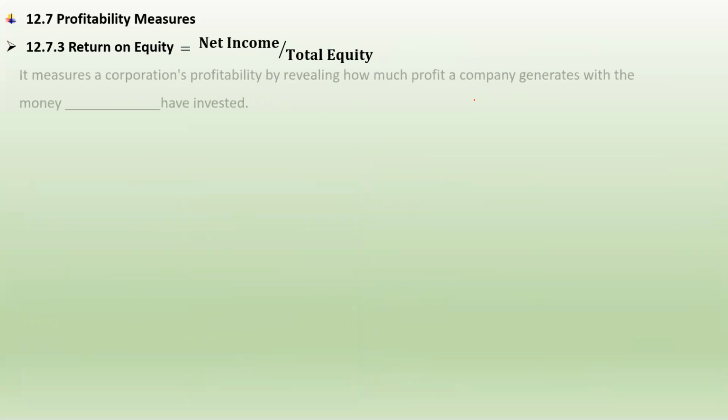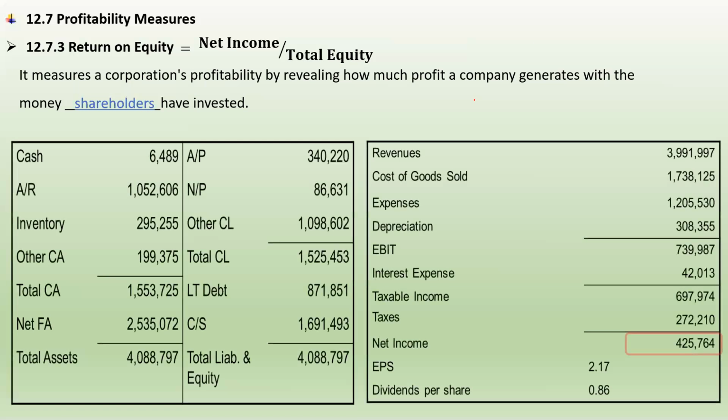net income. The third profitability measure is called return on equity, which equals net income divided by total equity. It measures the corporation's profitability by reviewing how much profit a firm can generate with the money shareholders have invested. For each dollar the shareholder has invested, how much net income can the firm generate.